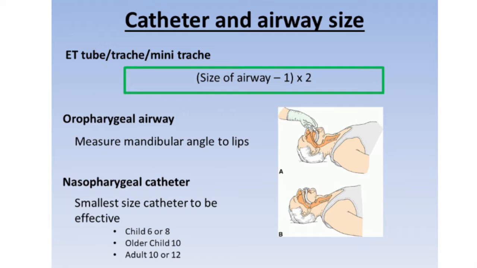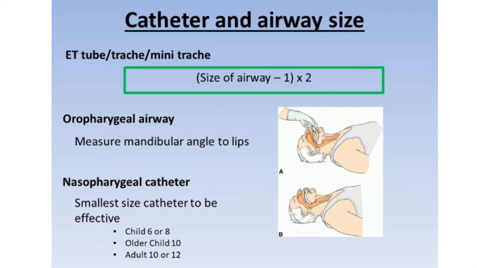So, choosing the correct size of catheter or airway, we're going to look first at our ET tubes, our tracheostomies and our mini tracheostomies. In order to establish the correct size of catheter, we take the size of the airway minus 1, times 2. It's important to say that occasionally it is necessary to use a larger catheter size due to viscosity of secretions, but you should proceed with caution.